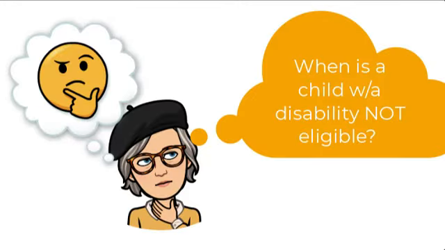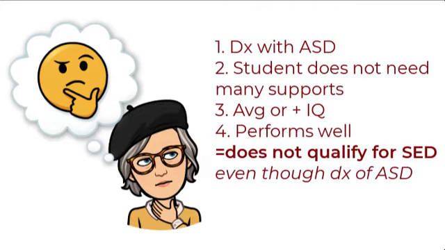Now, a child can have a disability covered under IDEA and not be eligible for special education services. For example, let's say a developmental pediatrician diagnoses a child with autism spectrum disorder. Let's say the child is also considered to be high functioning, having many skills, and the IQ is average or above average, and the student performs well academically in the gen ed setting. Even though the child has been diagnosed with autism, the child won't qualify for special education services.